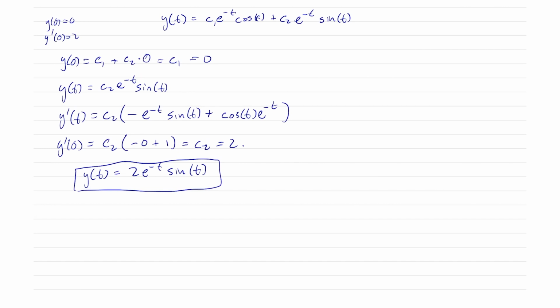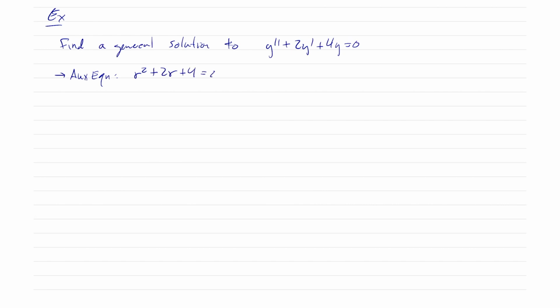Okay, and let's go ahead and do one more example, and that should be good enough. We're going to find a general solution to y double prime plus 2y prime plus 4y is equal to 0. Okay, so that leads to the auxiliary equation. We're going to get r squared plus 2r plus 4 is equal to 0.